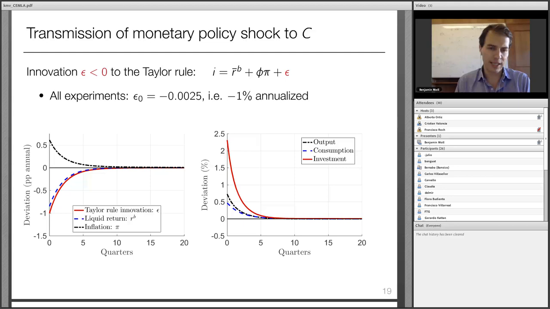This then results in the thing on the right-hand side. These are the main macroeconomic aggregates people typically care about: output Y, consumption C, investment I. You can see that here investment rises by more than output, which in turn rises by more than consumption in response to this monetary policy shock. So that's qualitatively consistent with the data, which is good.